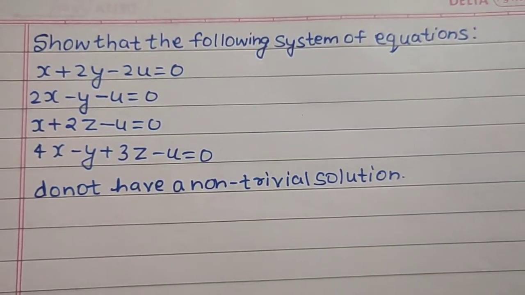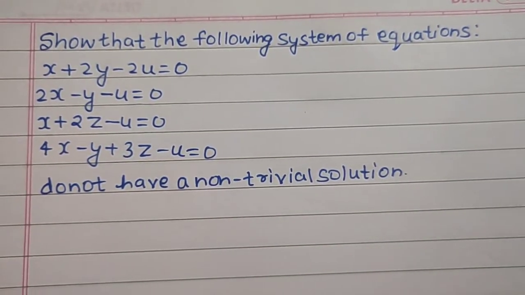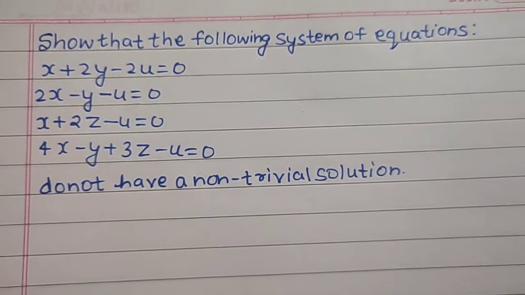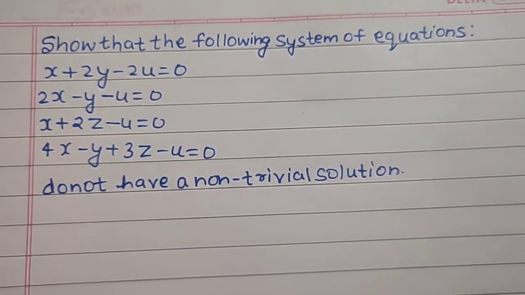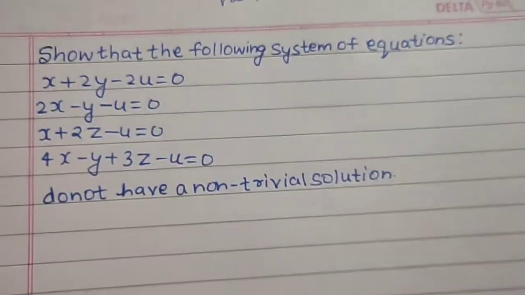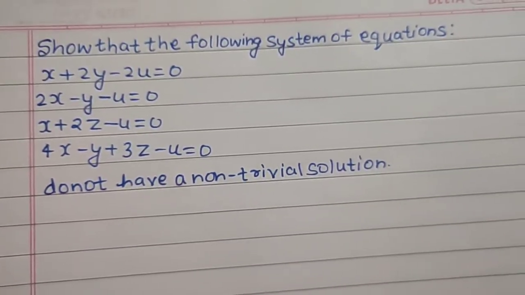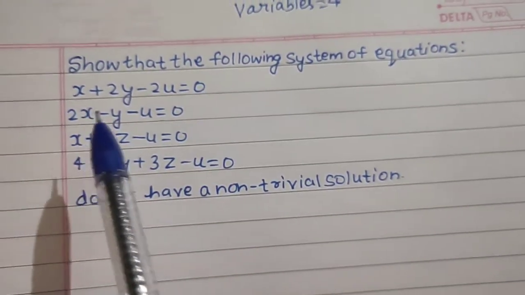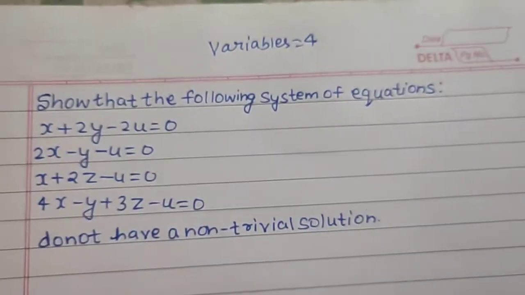So that the following system of equations do not have a non-trivial solution. That means we have to prove that it has a trivial solution. Okay, so it's a homogeneous set of equations. How many variables are there? x, y, z and u. So 4 variables are there.